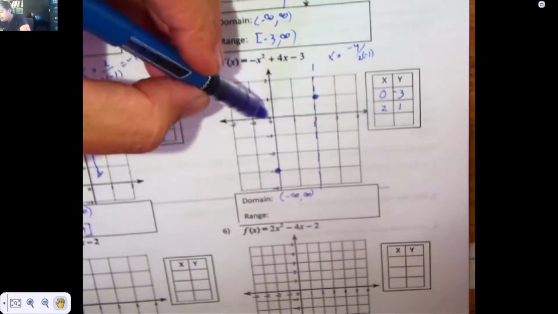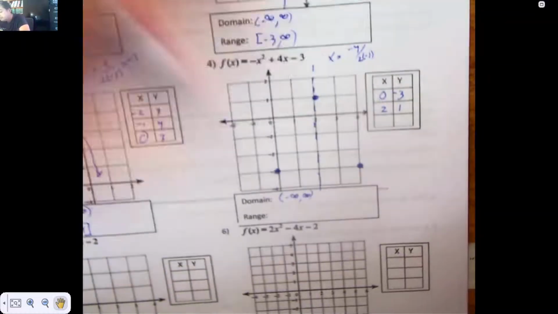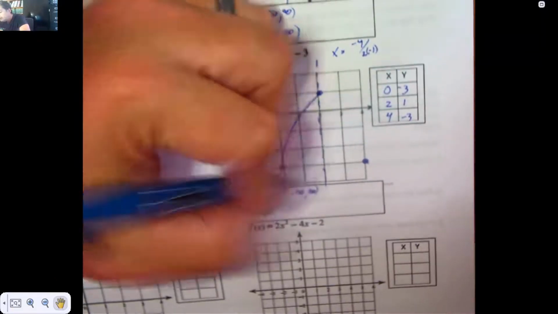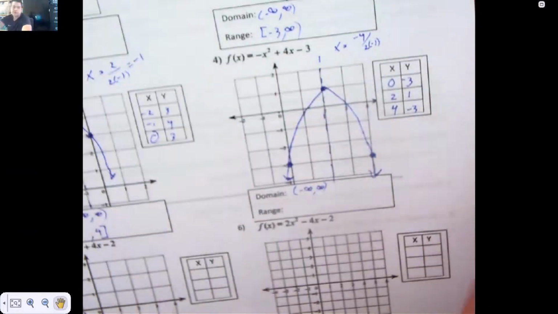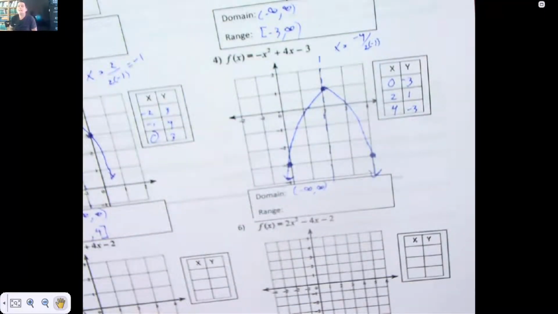And if this point exists, so does this one. So the point 4, negative 3 exists as well. And don't be lazy and not draw the parabola. I swear I will take off points for those of you that just do your 3 points. It isn't IXL where it draws it for you. Just being lazy.